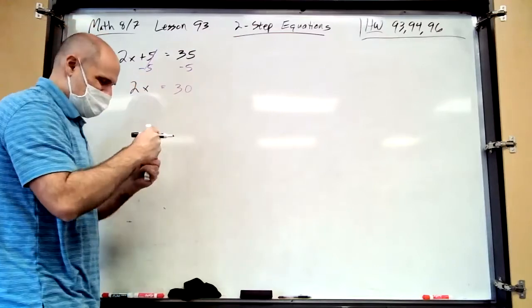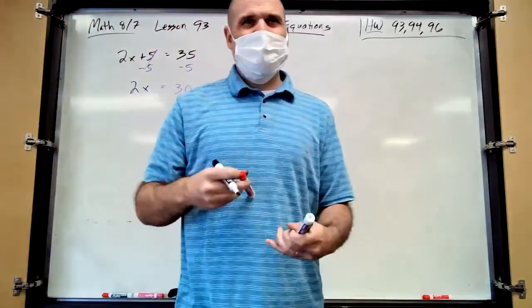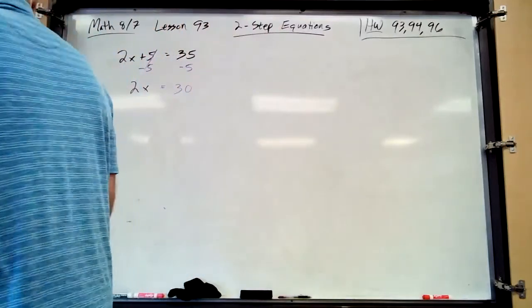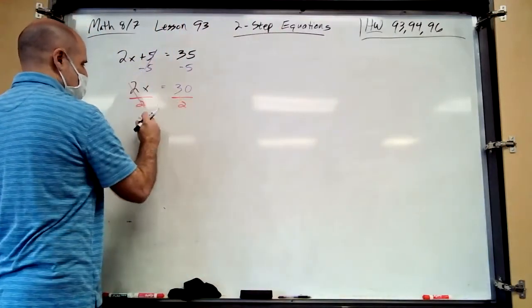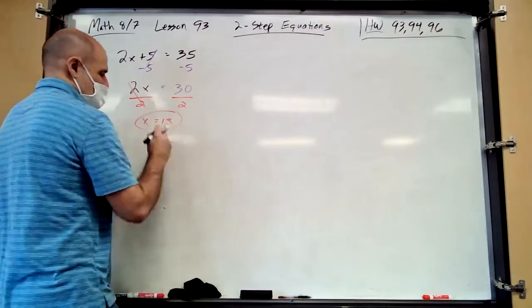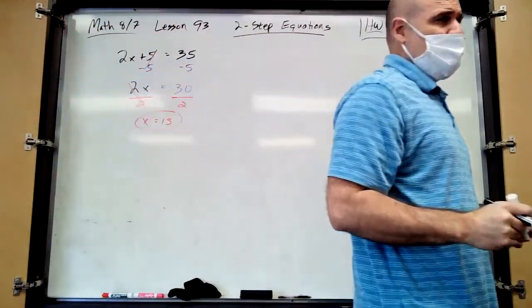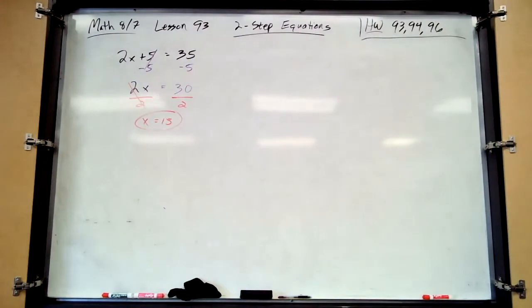Now, how do you get rid of that 2? Divide it by itself. Yeah, divide it because it's being multiplied. So divide both sides by 2. X equals 15. Now, I know you knew that. And you know that I knew that you knew that. But using an equation like this, it's easy to solve this equation, but if you learn on an easy equation, then you can do a hard equation, okay?